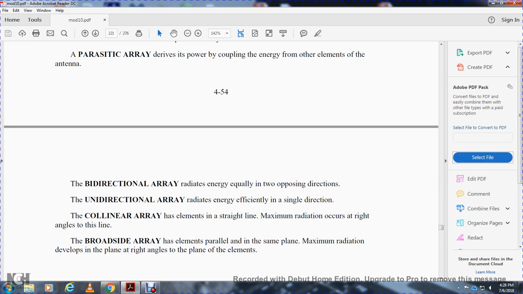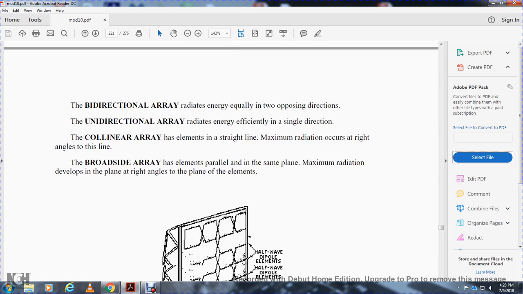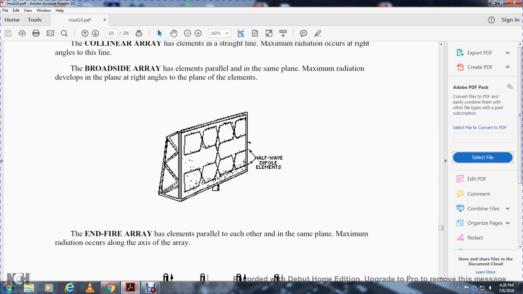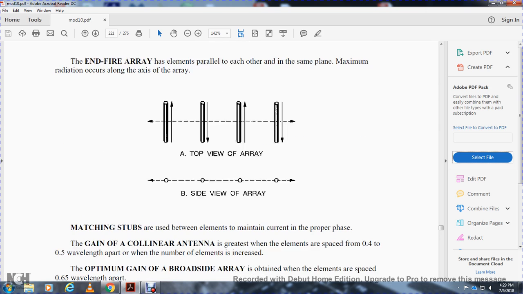A collinear array has elements in a straight line. Maximum radiation occurs at right angles to the line. A broadside array has elements parallel in the same line with maximum radiation developing in a plane at right angles to the plane of the elements. The end-fire array has elements parallel to each other in the same plane. Maximum radiation occurs along the axis of the array. Matching stubs are used between the elements to maintain current of the proper phase.